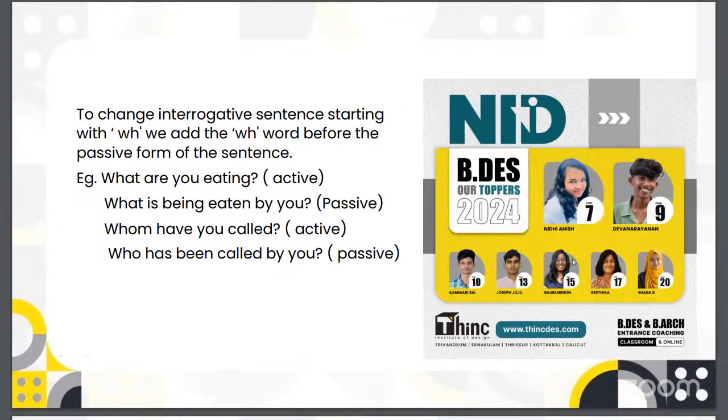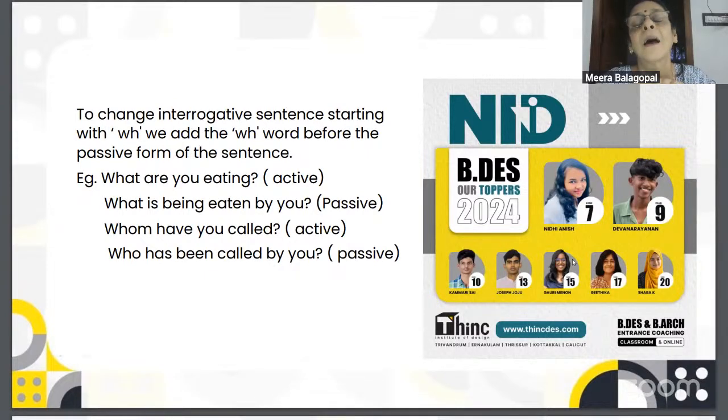So who has present tense, been is perfect tense, has been called by you. Whom have you called is a present perfect question. So who has been called by you? That is passive voice.